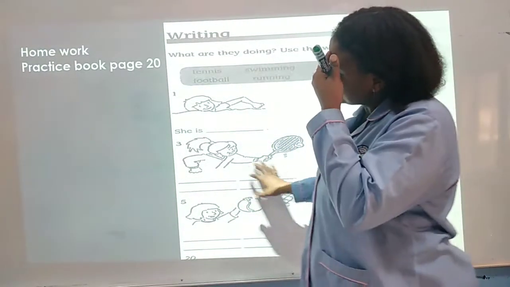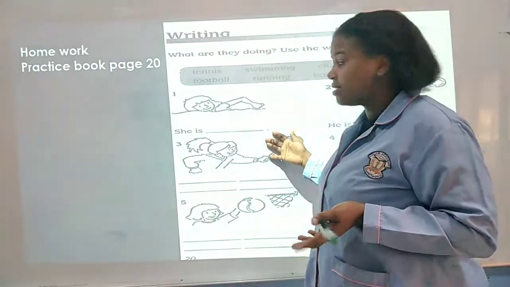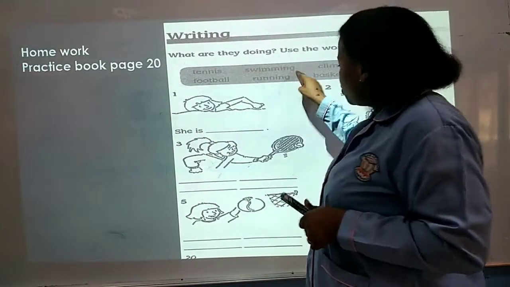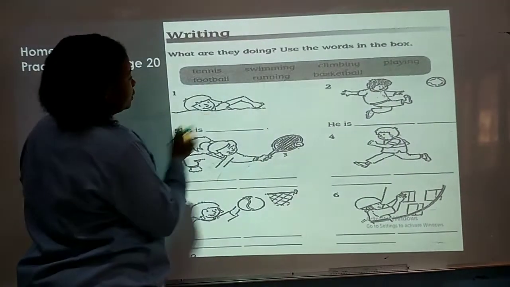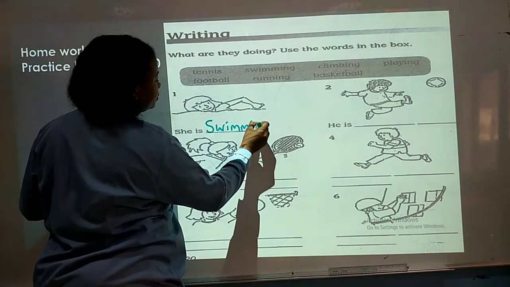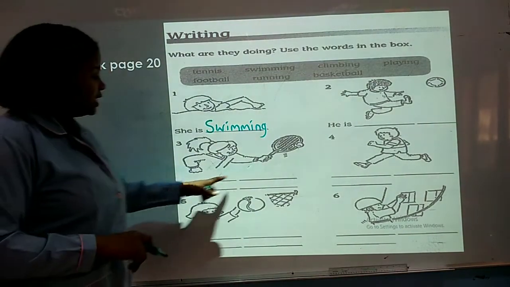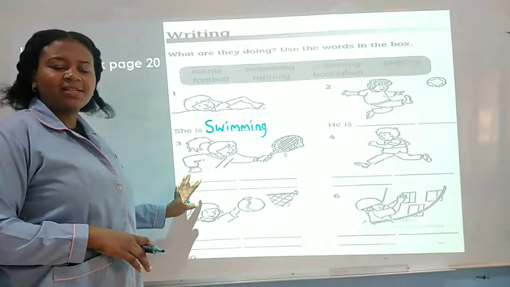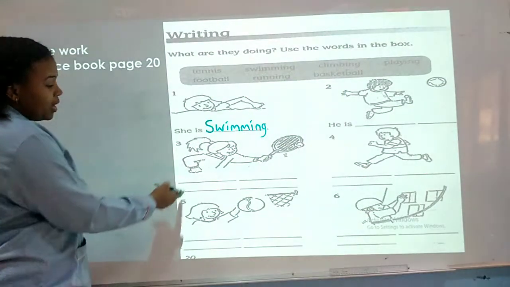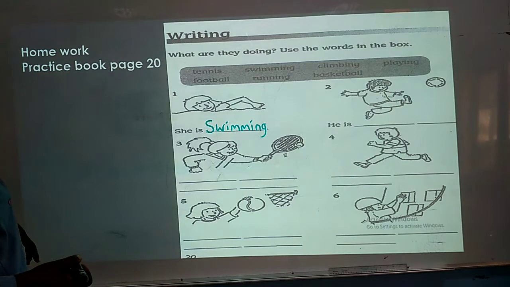Okay? So here, she is dash. Is she football? Does that make sense? Is she running? So what is she doing? She is swimming. So here I will put down swimming. She is swimming. Then here, because you have to do this, and remember, when you are building a sentence like this, you have to start with capital letter. Okay? Then you end with a full stop. Here, is this a she or a he? If you check very well, you will notice that it's a she.